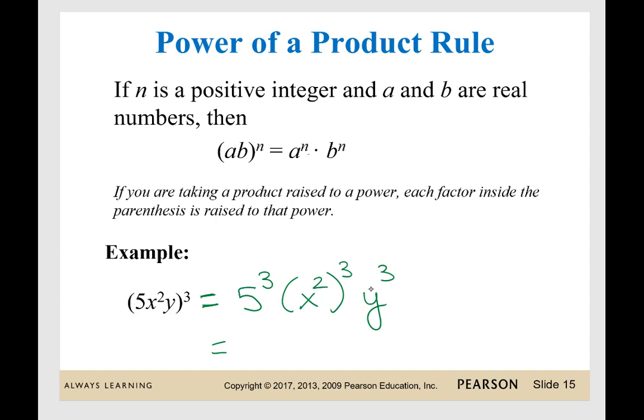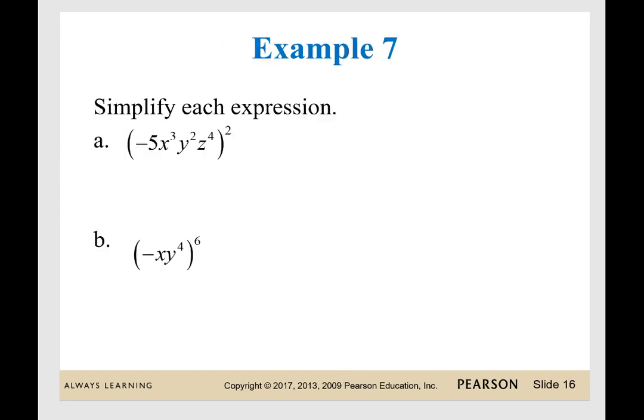So once I've given everybody the power, then I just have to clean it up to make it look nice. All right, 5 raised to the third power. Again, you can put that in your calculator. That's 125. X squared to the third power. Remember, that's just the generic power rule right here. So we're going to keep the base, and we're going to multiply our exponents. And then y to the third. So there's my final answer. 125, x to the 6th, y to the 3rd. So if you feel like you're ready, go ahead and press pause, give it a try.